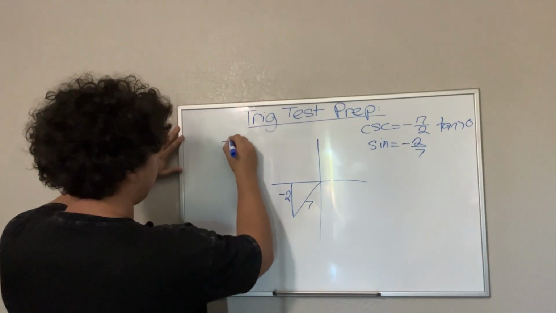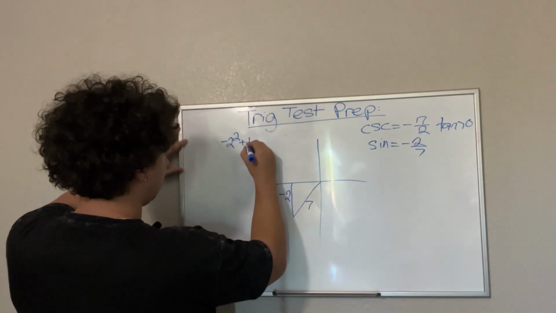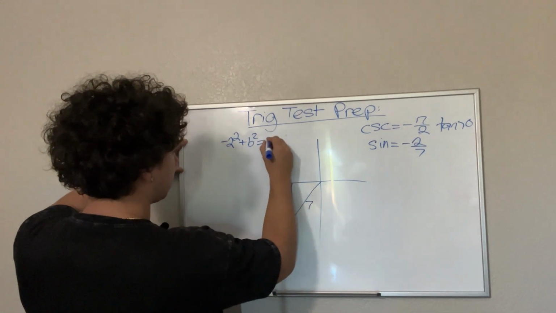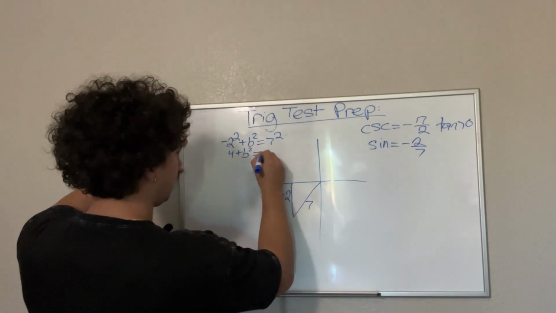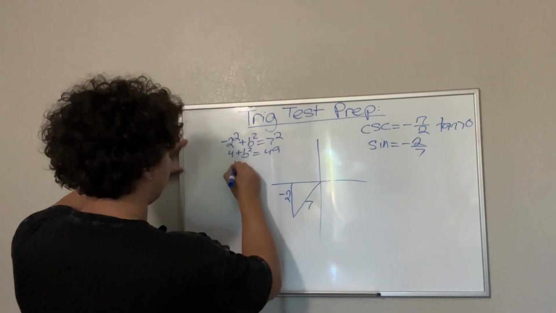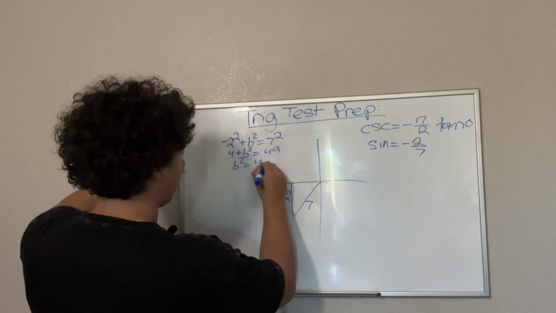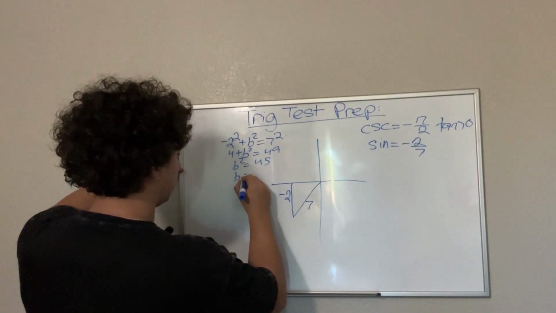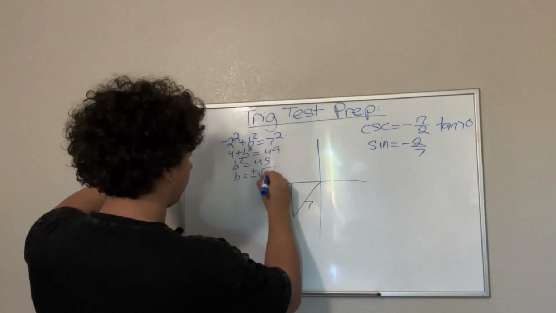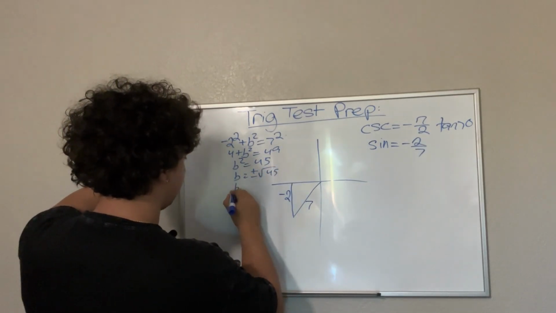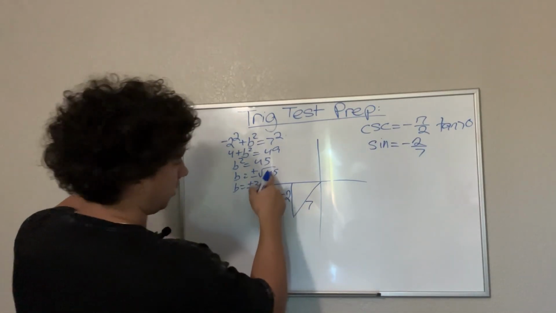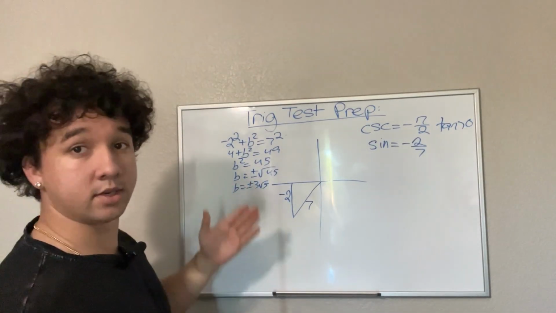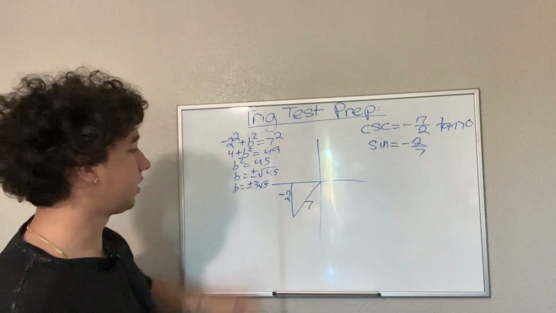So in this case, -2 squared plus b squared equals 7 squared. So 4 plus b squared is 49. So b squared equals 45. B is equal to plus or minus the square root of 45. So b is equal to plus or minus 3 root 5. I just separated 45 out into 9 times 5, and the square root of 9 is 3.